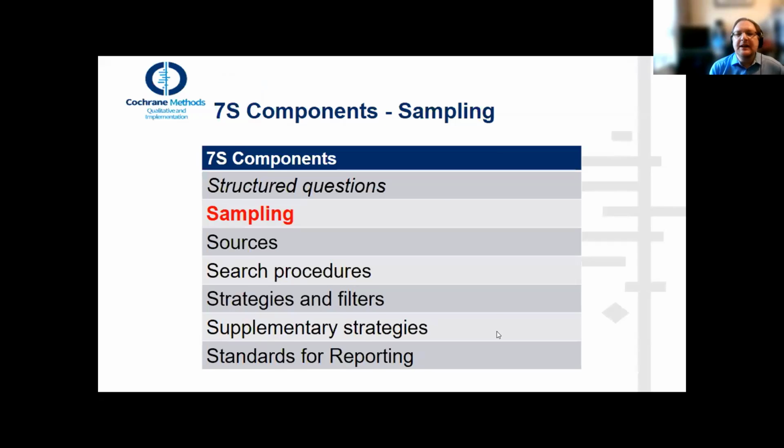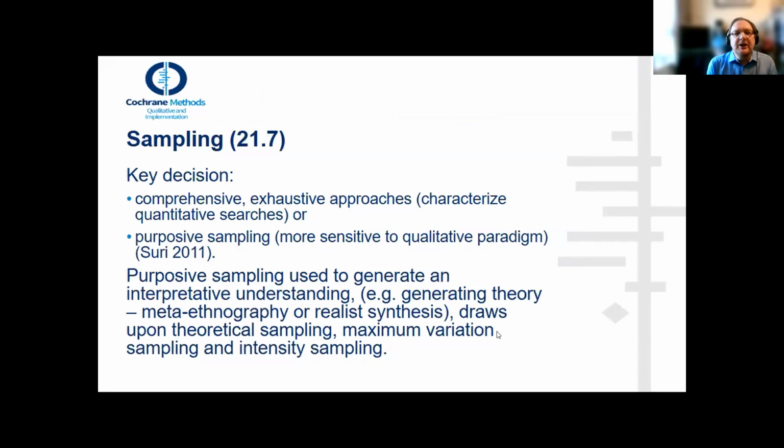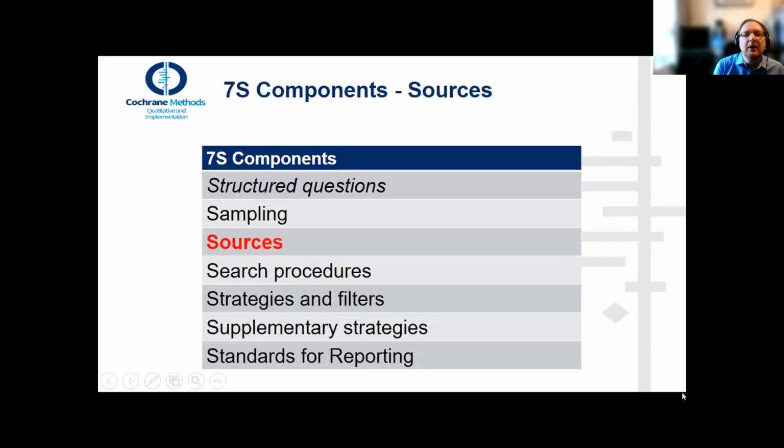So looking first of all at sampling, it's a key decision about whether we're going to mirror systematic reviews of effectiveness by using comprehensive and exhaustive approaches, or whether we're going to mirror primary qualitative research by using purposive sampling. And purposive sampling is for those circumstances where you're trying to get an overall interpretation. So, for example, you might be specifically looking for papers that come up with a variation, or particularly rich papers that give you a really rich understanding of the phenomenon. There's plenty more on sampling in the bibliography, and I would point you to two empirical papers there by Ames and Karen Hannes and colleagues, where they've actually tried purposive sampling in a qualitative synthesis.